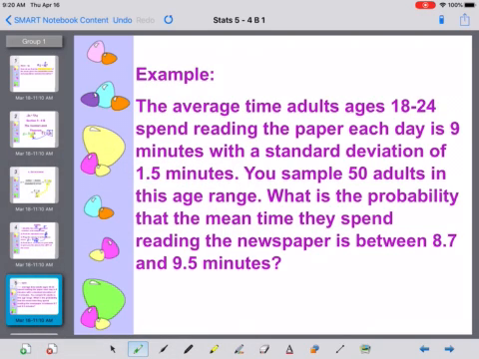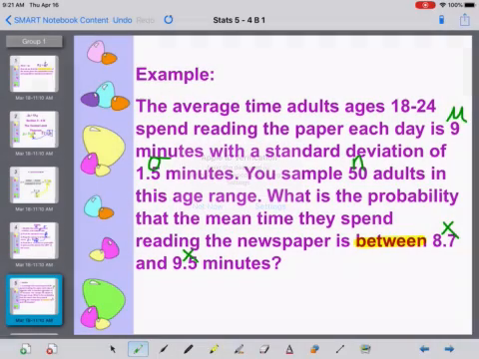Okay, so let's go through this. The average time adults ages 18 to 24 spend reading the paper every day is 9 minutes. Average is your mu, so 9 is mu, with a standard deviation of 1.5, so that's baby sigma. You sample 50 adults, so your sample size is n, in this age range. What is the probability that the mean time they spend reading the newspaper is between 8.7 and 9.5?